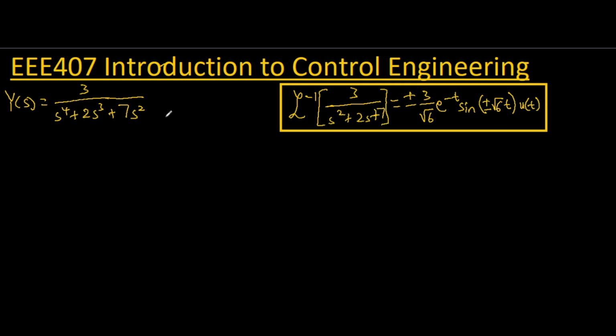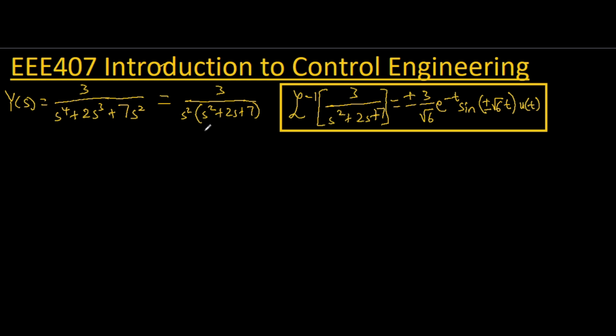Now let me actually factor the s squared out of the denominator so that we end up with something like this, being equal to s squared times (s squared plus 2s plus 7). Now, if all we had was 3 over s squared plus 2s plus 7, we have a solution already. But we have this s squared here, and we haven't quite decided how to deal with it.